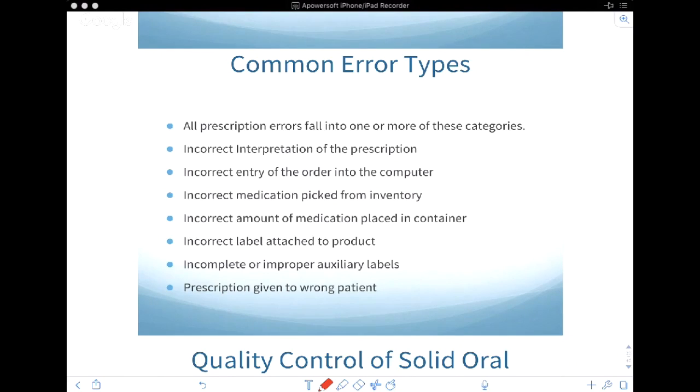So, incorrect interpretation of the prescription. What are some of the things that you could think that that's going to be used for? Incorrect interpretation of the prescription. Maybe you read something incorrectly. Maybe we all know how great the doctor's handwriting is, and so we need to make sure that if we're not 100% sure, we need to check with the pharmacist, or we need to make an outreach to the doctor's office for clarification.